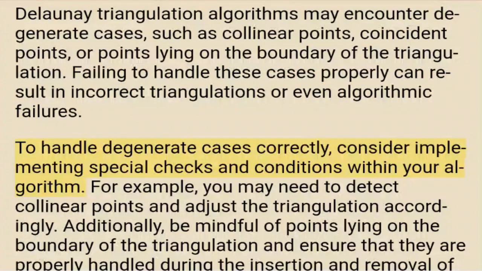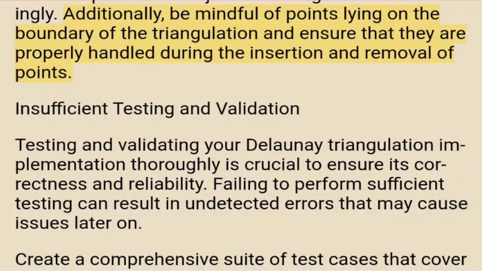To handle degenerate cases correctly, consider implementing special checks and conditions within your algorithm. For example, you may need to detect collinear points and adjust the triangulation accordingly. Additionally, be mindful of points lying on the boundary of the triangulation and ensure that they are properly handled during the insertion and removal of points.